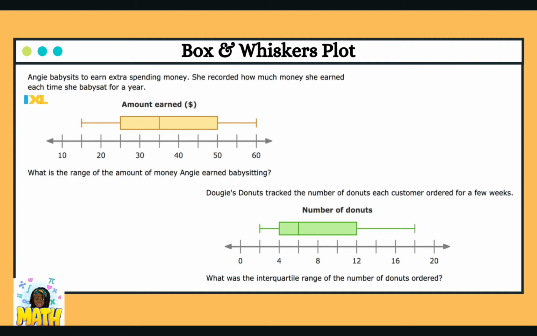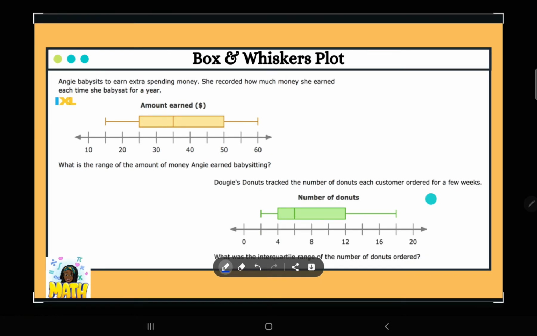Angie babysits to earn extra spending money. She recorded how much money she earned each time she babysat for a year. What is the range of the amount of money Angie earned babysitting? So again, the range is our max minus our min. And our max here based on the graph is at 60. And our minimum is at 15. So here the range is 45.